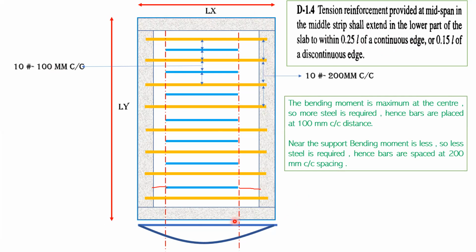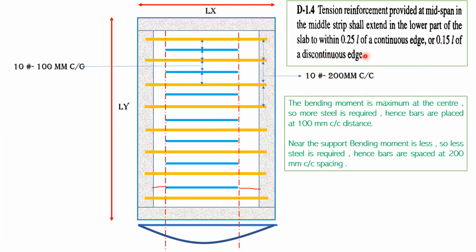Let us say this is the only slab I have. In that case, I'm not going to consider 0.25 L. Mine is discontinuous everywhere. You don't have any other slab here, here, here or here. So it is a discontinuous edge, and the code says that you have to provide 0.15 L of a discontinuous edge.